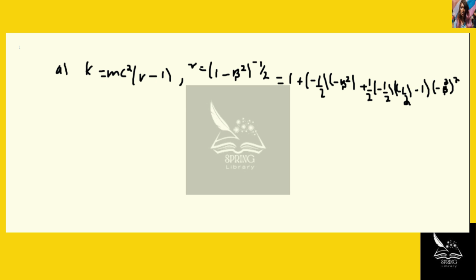Now we can write kinetic energy in terms of those terms by just substituting these values back in the original formula. So we'll substitute the gamma here. Once we substitute the gamma, then the 1, minus 1 and 1 will cancel out. So we are left with approximately 1 over 2 mc square beta square, and then we add this term, 3 over 8 mc square beta 4.